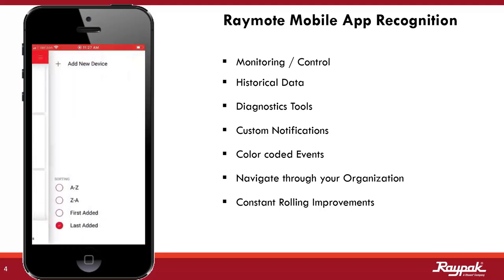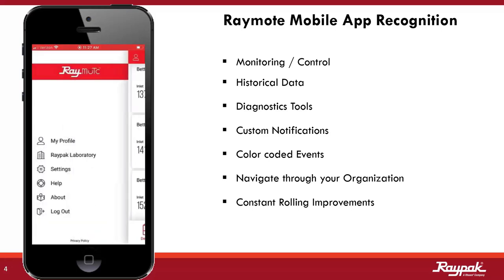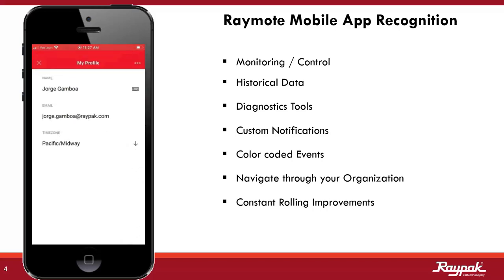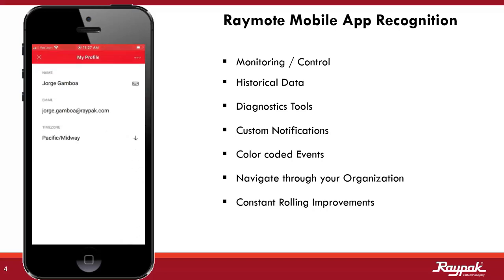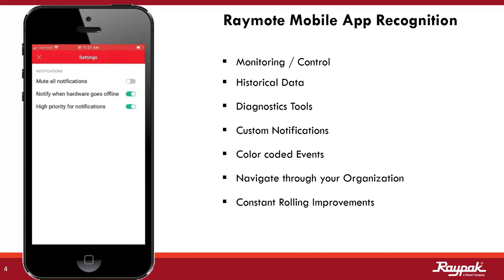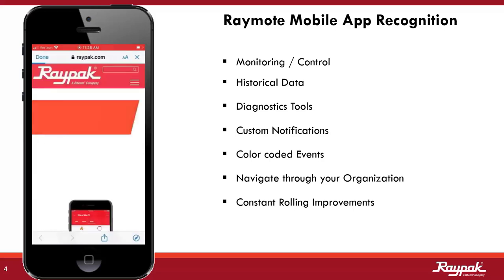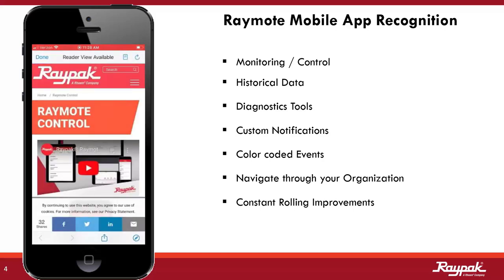By clicking the burger menu button on the right corner, you can add new devices. Or clicking the profile icon on the left corner, you can navigate through specific items of the user, settings of the mobile app. There's a shortcut for the Raypak web portal.